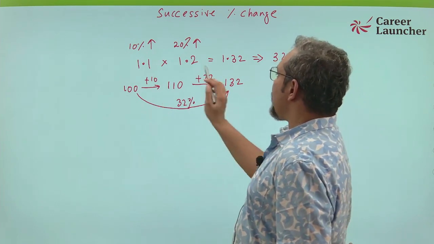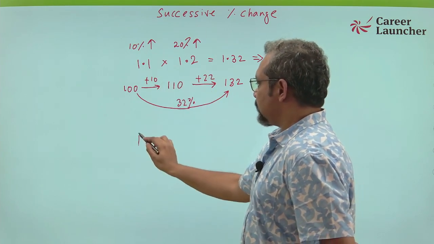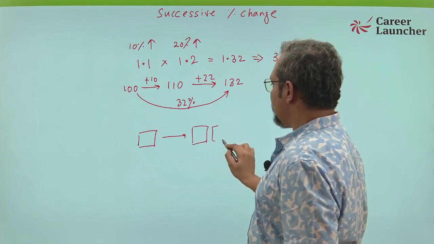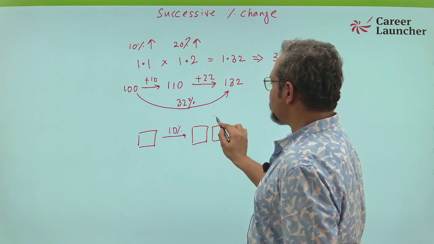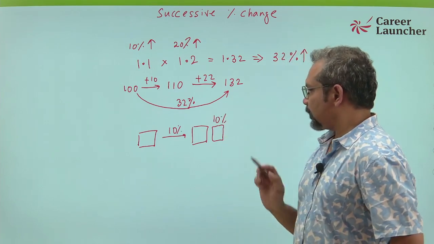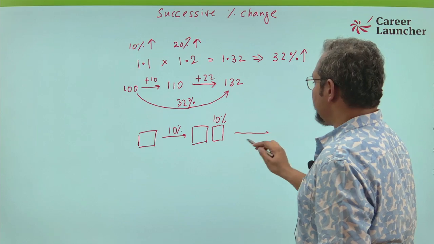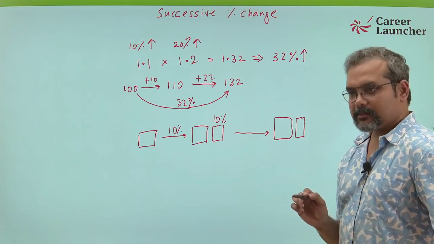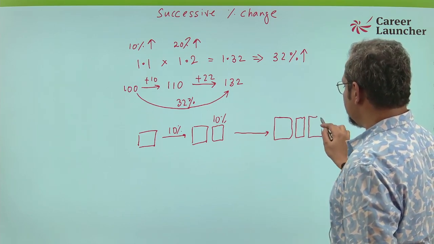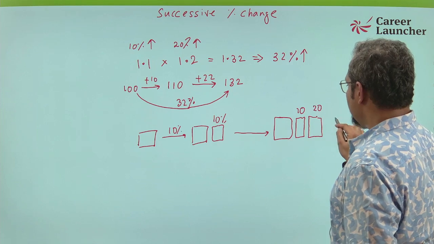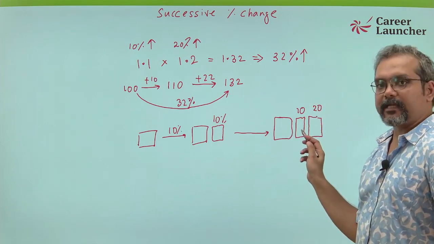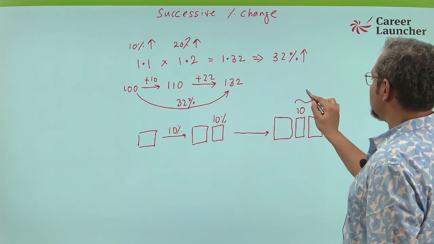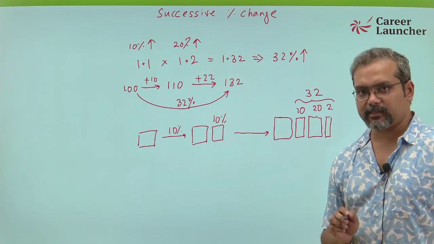The logic behind this is, why is it not simply 10 plus 20? If this is your 100, after the first change, you have this as your extra 10%. After that, when you have the next 20%, the 100 and the 10% remain as they are. And then on 100, you have a 20% coming in. So this is your 10, this is your 20. And you have a 20% of the 10. So that is 2. So you have a 2 coming in also. That results in 32 as the net increase.